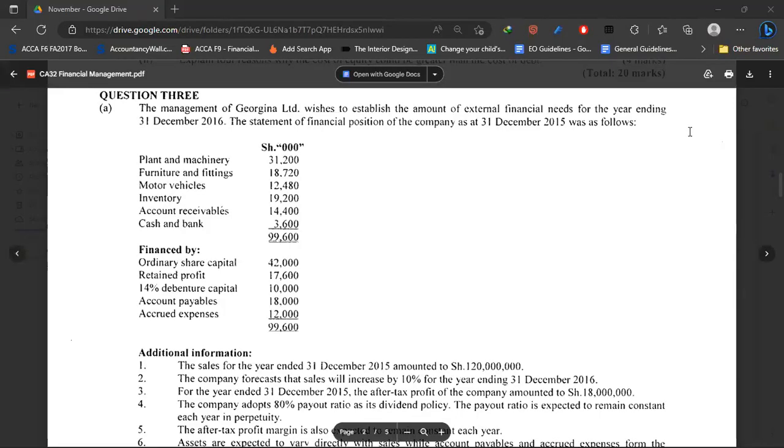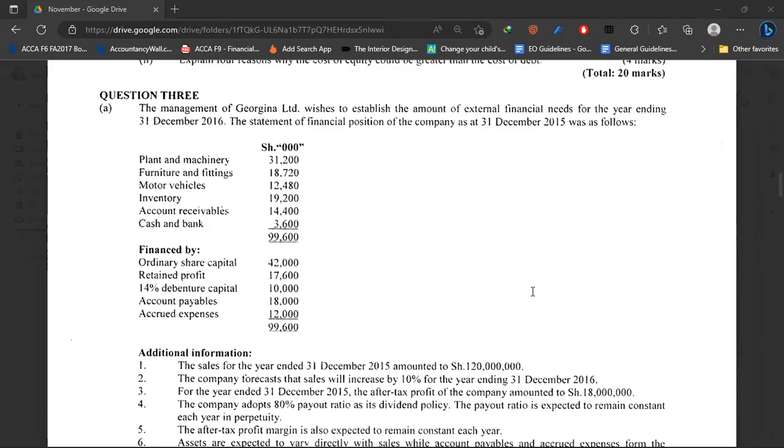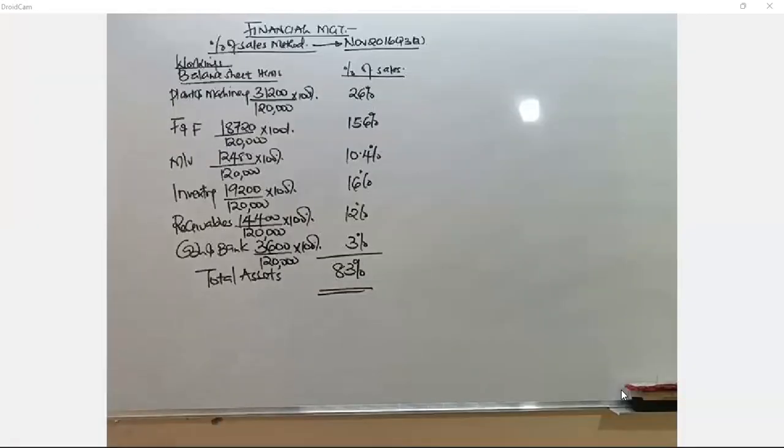I think we have already analyzed our total assets. The only thing that I just want to analyze is the current liabilities. Because already you cannot convert the ordinary share capital, retained profit, and the 14% debenture capital, the next thing that we are supposed to be checking on should be the current liabilities. So in this case, let me analyze my current liabilities.